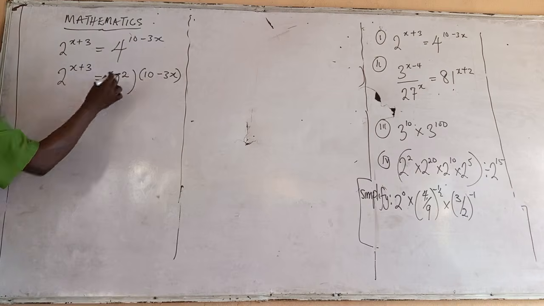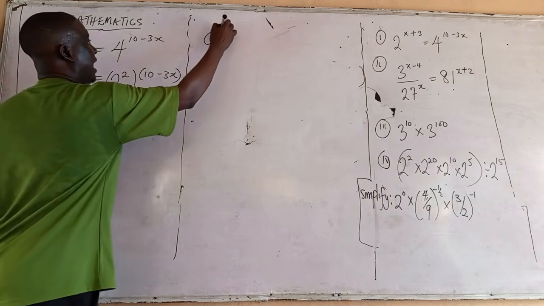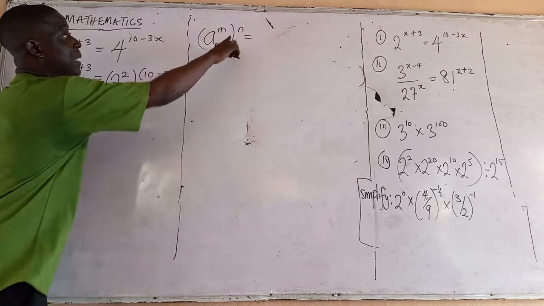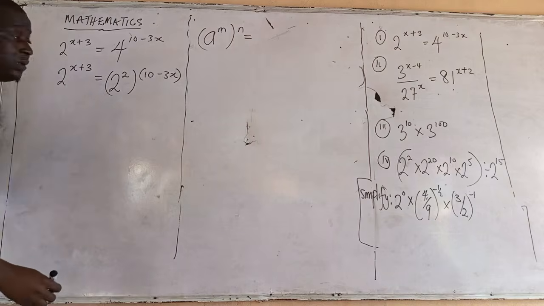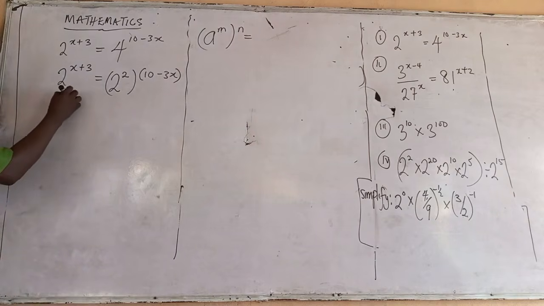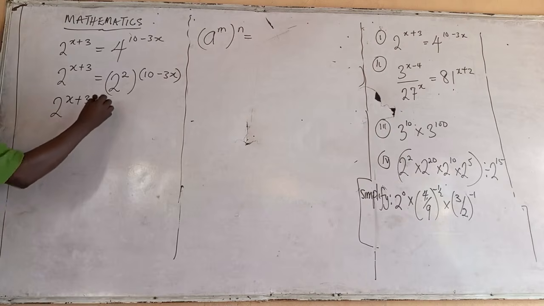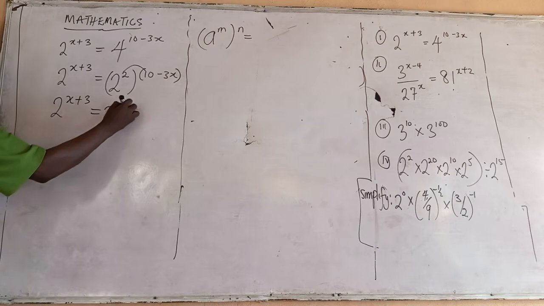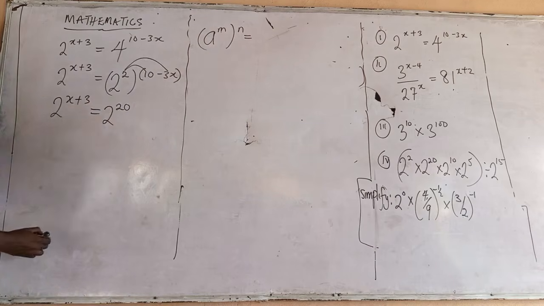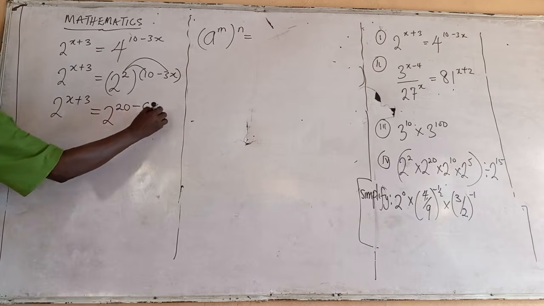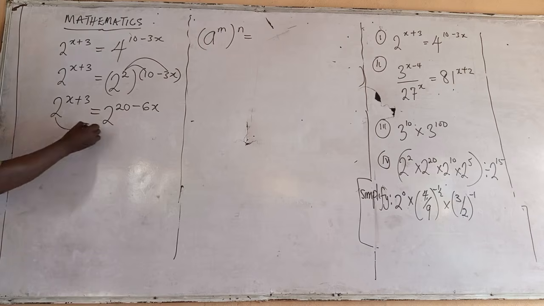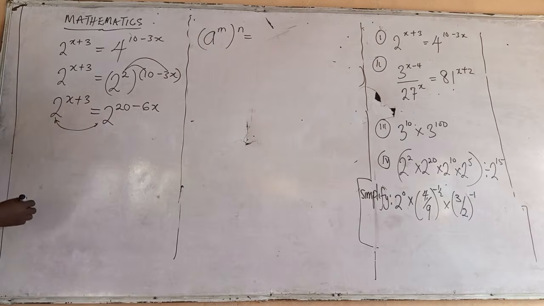This is another power. What did I say concerning a raised to m, all bracket raised to n? This is a power, this is a power. Multiply the power by the power. Excellent. So this is 2 raised to x plus 3 equal to, we can multiply this one, we would have 20, then this one multiply this one, what do you have? Minus 6x. So the bases, are they not equal now? Yes, they are equal.